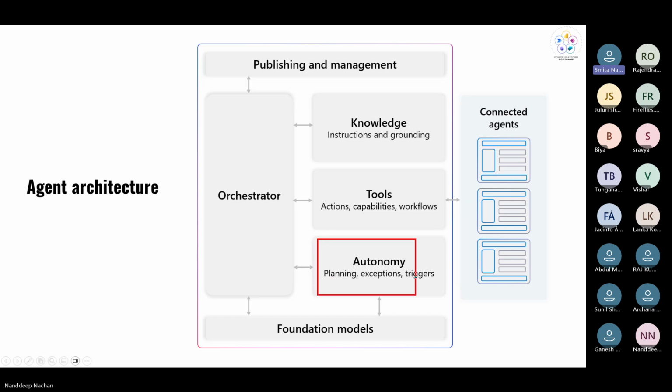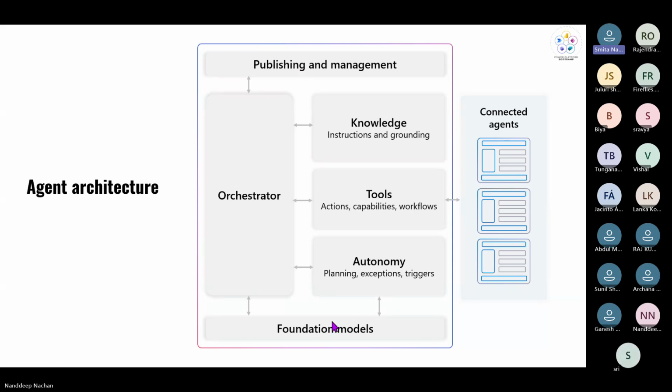The autonomy defines how independently the agent operates. This includes planning multi-step tasks, handling exceptions, and responding to triggers or events without constant user input. All of this is powered by the foundation models, which provide the reasoning and language understanding capabilities. On top, publishing and management handle how the agents are deployed, versioned, monitored, and governed.